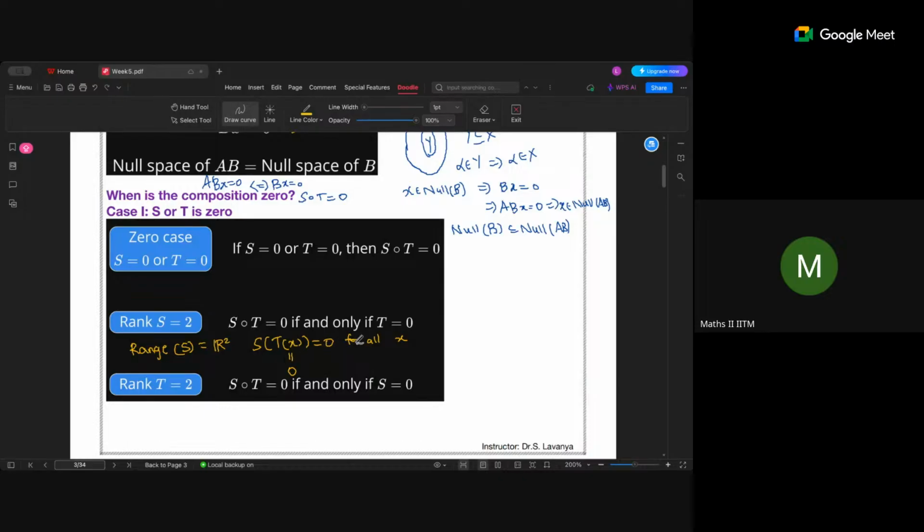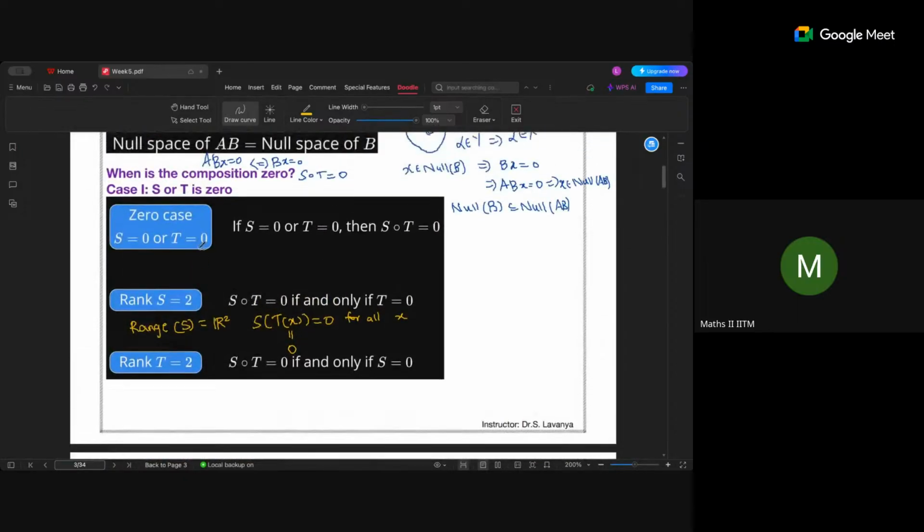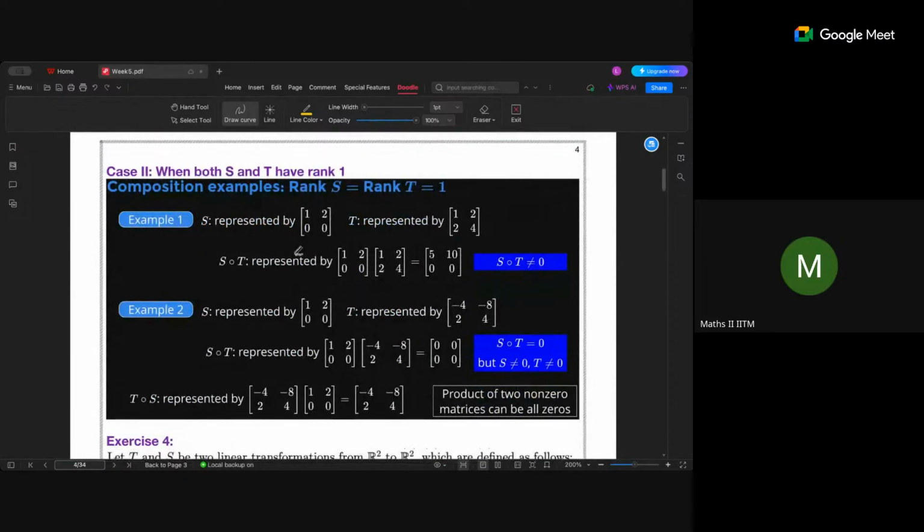Similarly, when rank of T equal to 2, the same argument will happen. So S composition T equal to 0 if and only if S is equal to 0. So these are very intuitive. If you understand it intuitively, it is very clear. Very straightforward things happening here. The other case is non-trivial. These are very trivial to see, but this is non-trivial.